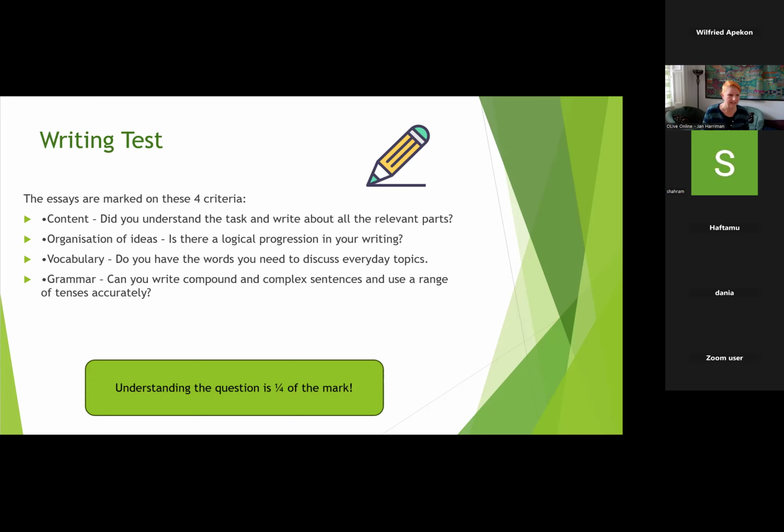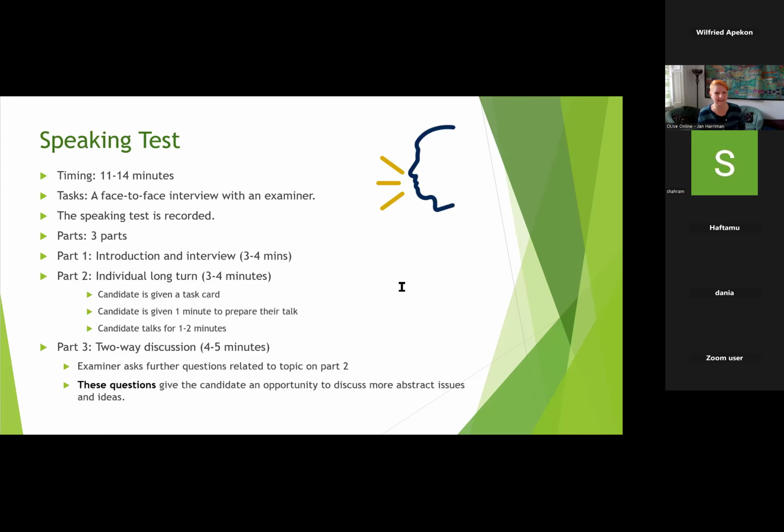All right. So the speaking test, right? It's a face-to-face interview. It is recorded because you will have 2 examiners on both the writing. 2 people will read your writing and mark it, and 2 people will view your speaking. You'll have the main examiner for your speaking test, and another person will view that recorded test.